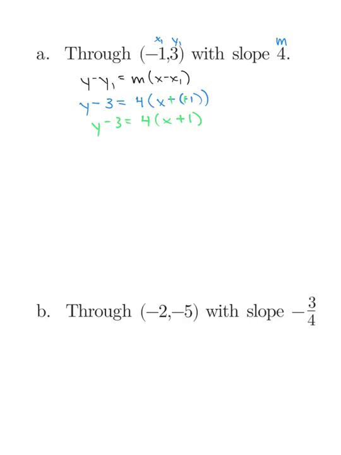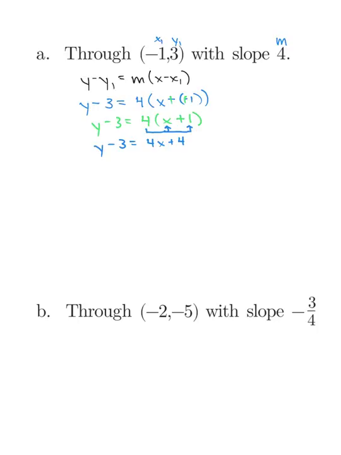Now in order to solve for y, we're going to use our solving steps. My first solving step on this equation is to clear parentheses by distributing. If we distribute, the left side will stay the same. We still have y minus 3 equals. We want to distribute the 4 to each term. We get 4x plus 4 times 1 is 4.